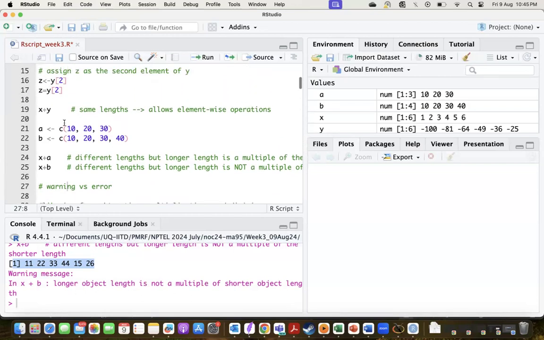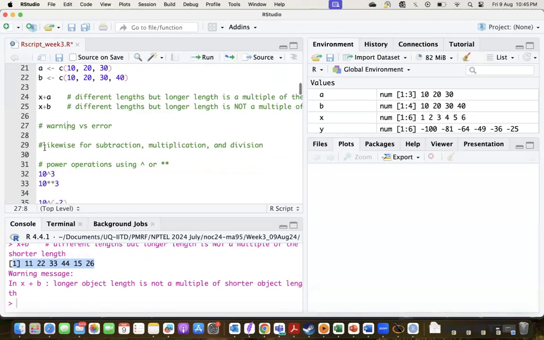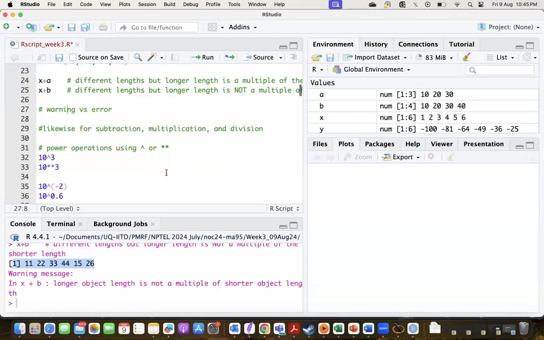And just like we did addition here, you can also do subtraction, multiplication, division. Just keep in mind that when you have two vectors, it happens element-wise. For those of you who had physics in 11th and 12th, you remember there is a different thing about how vectors behave in physics. But that's not what we are dealing with here. This vector is just a sequence of numbers, right?